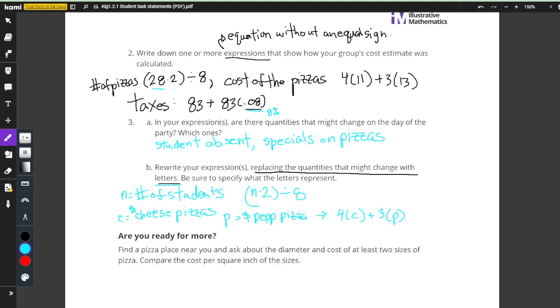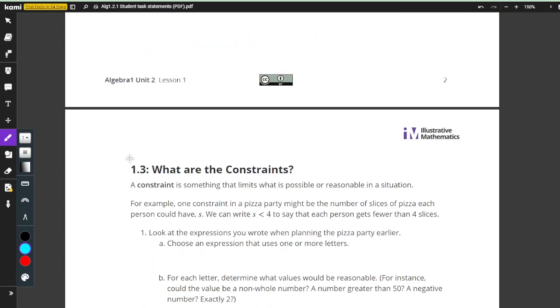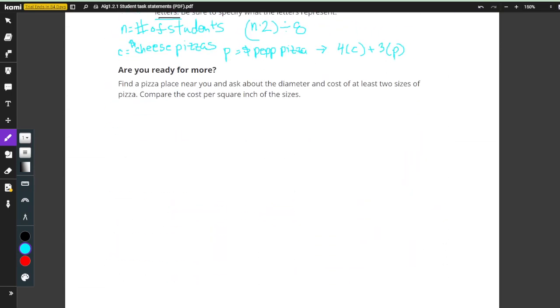Okay. Not bad so far. Now, this one you're going to have to do on your own, so be prepared.